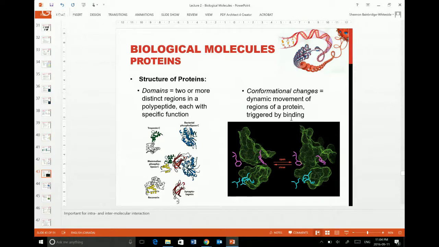One thing that proteins are capable of doing, particularly enzymatic proteins, is they're capable of changing their shape. So they can have different conformational shapes depending on what has bound to them or what is close to them and changing their chemistry. And this dynamic movement allows them to catalyze enzymatic reactions, for example.